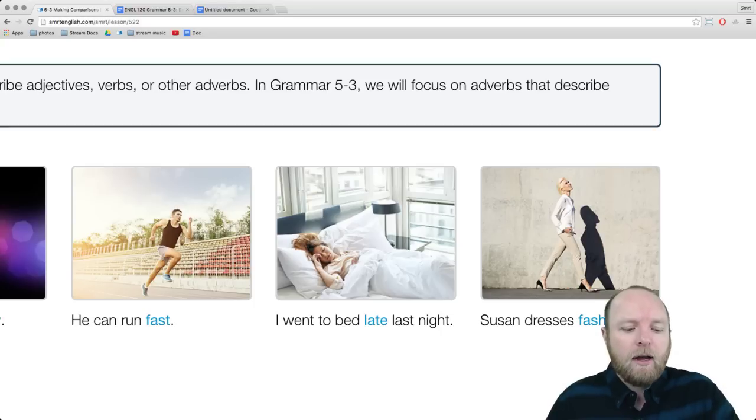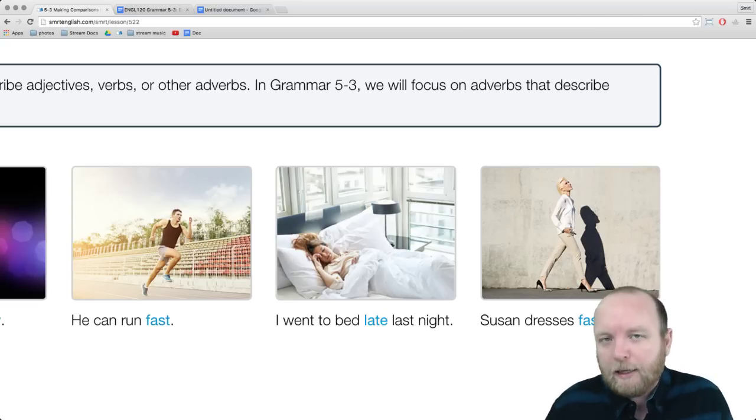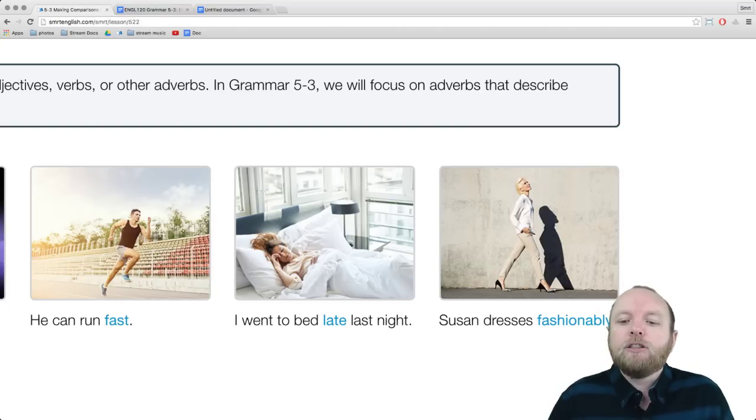Another example, I went to bed. So an adverb is going to describe went, right? I went to bed late last night. Don't say lately. Lately has a different meaning in English. Lately is like recently, okay? It's a different meaning. And finally, Susan dresses fashionably. Okay, so here this adverb is describing dresses.